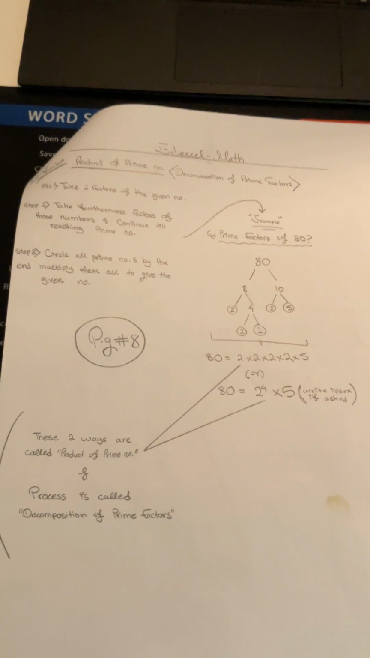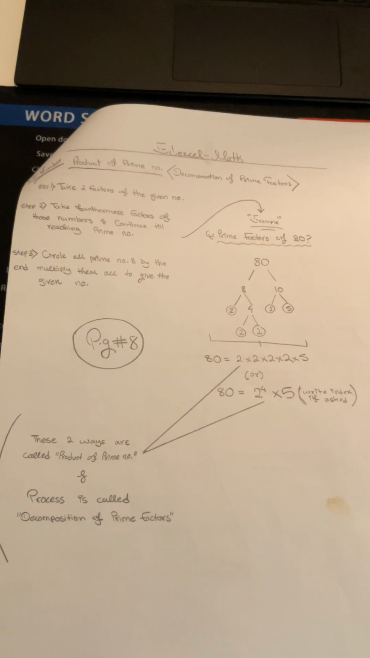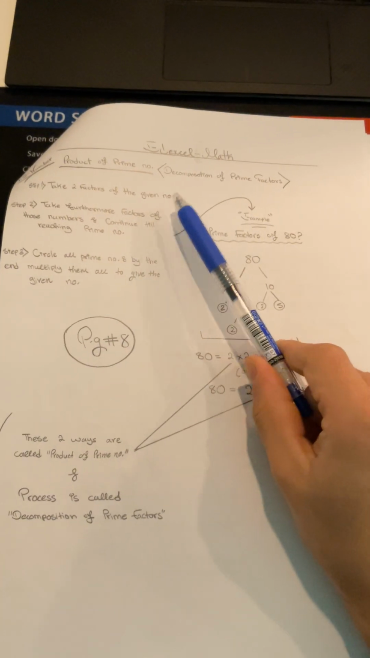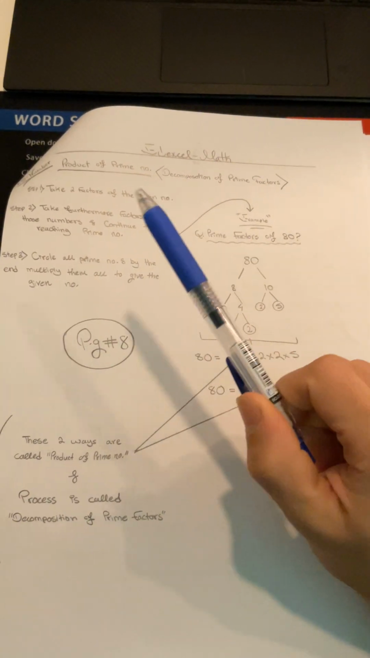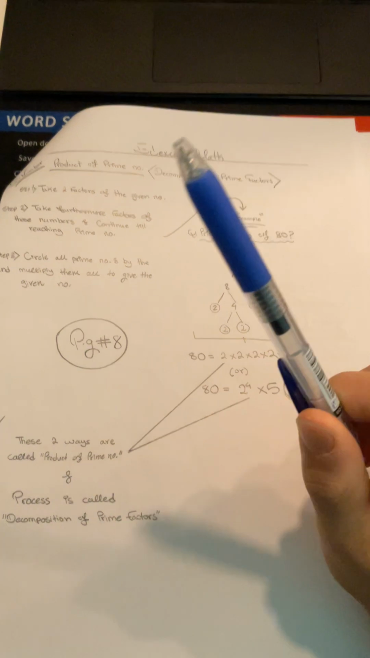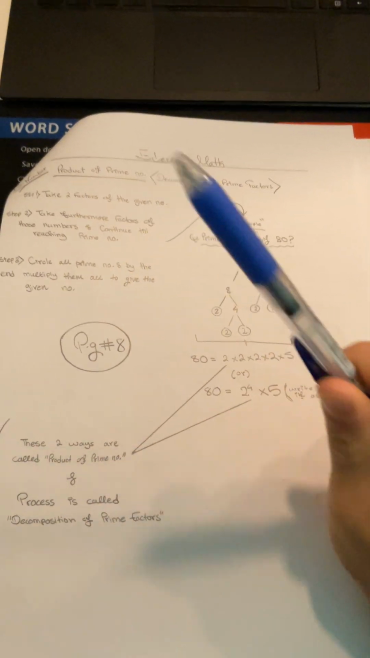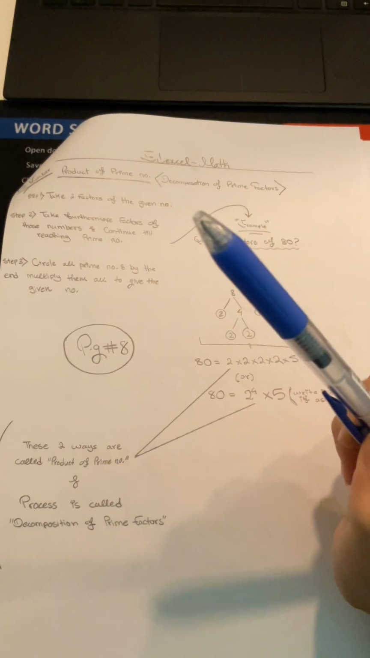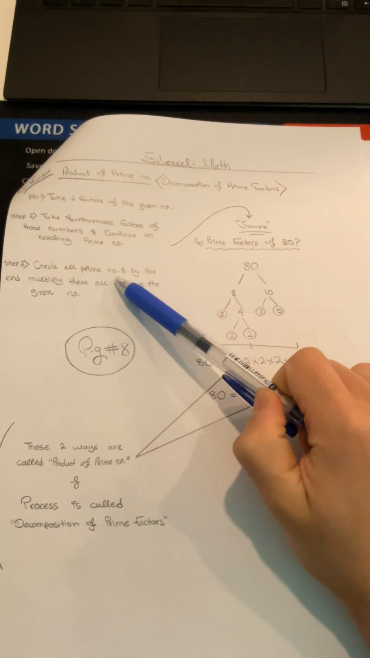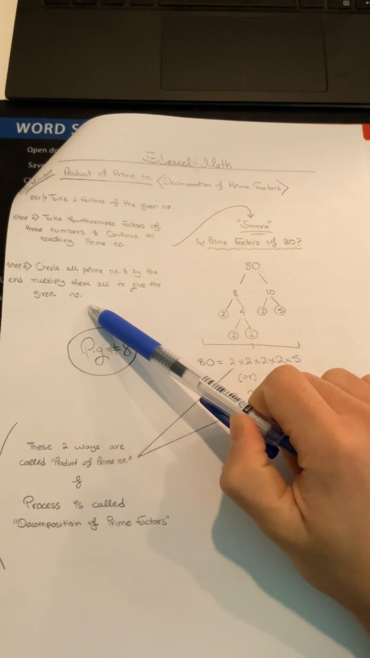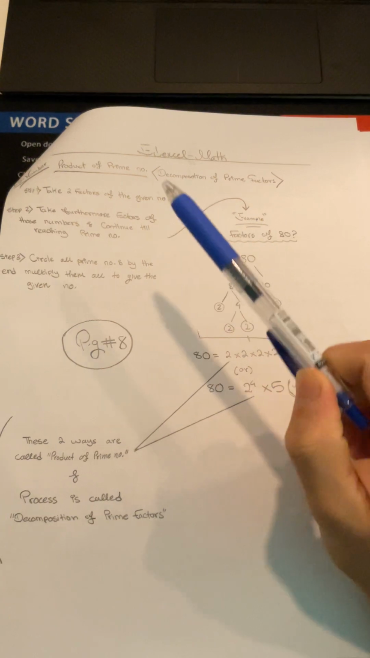So you're going to start by taking two factors of the given number, then take further factors of those numbers and continue until you reach the prime numbers. After that, I want you to circle all the prime numbers by the end and multiply all of them together to give the given number.